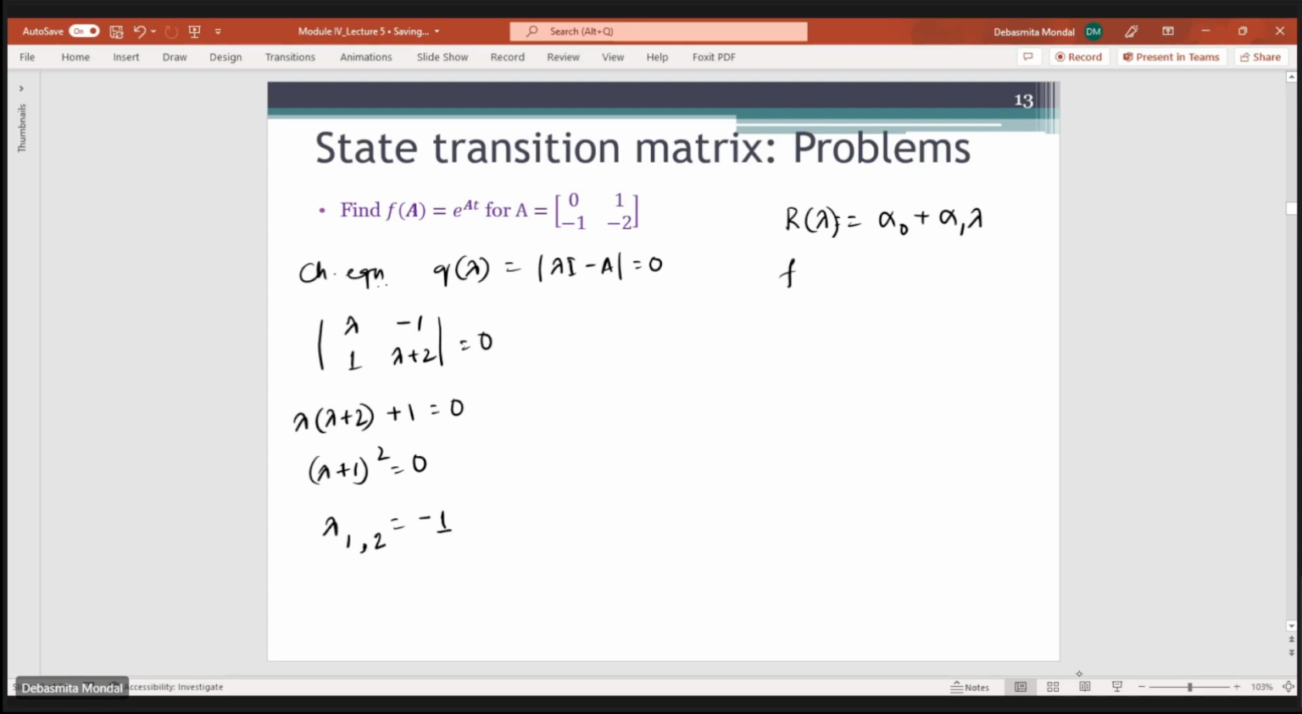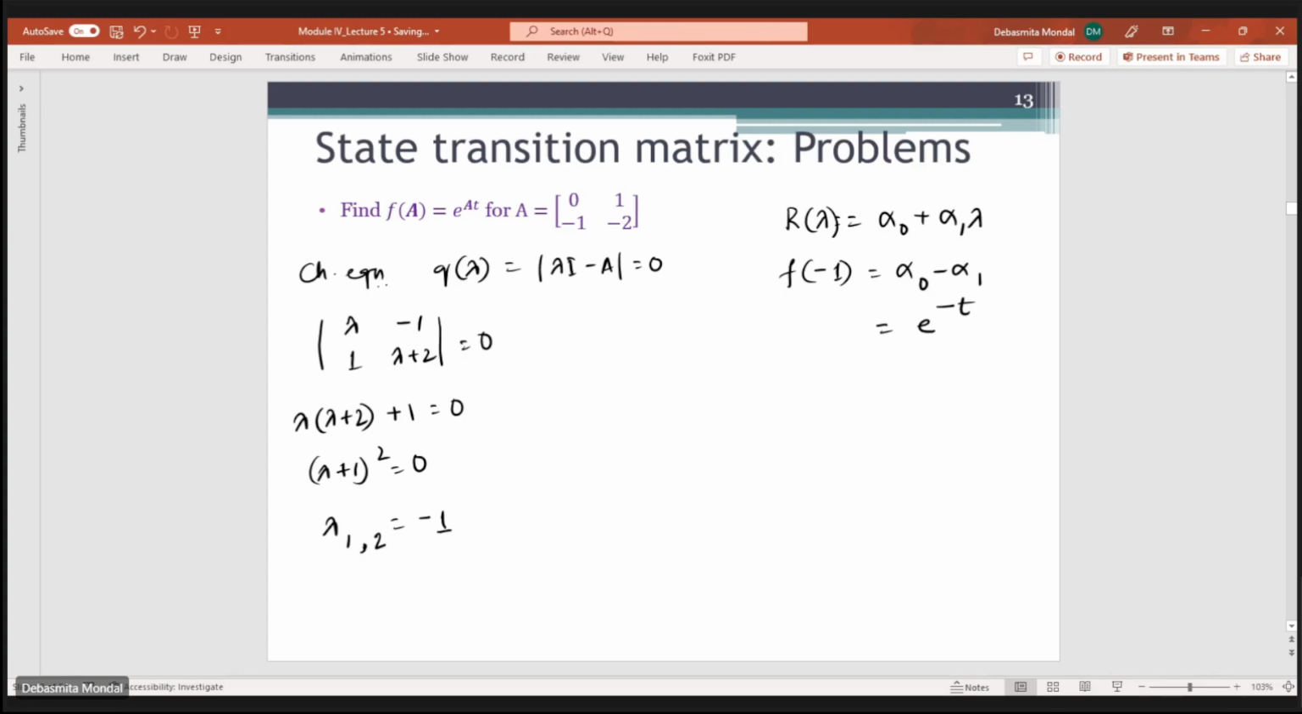So the first one you can write. f of minus 1 is equal to alpha 0 minus alpha 1, which is equal to f, which is given as e to the power lambda t. So that means this would be e to the power minus t. So this is your one equation that you have.